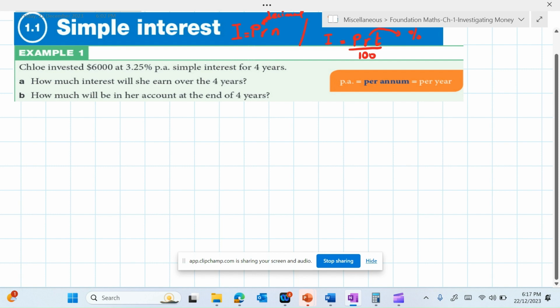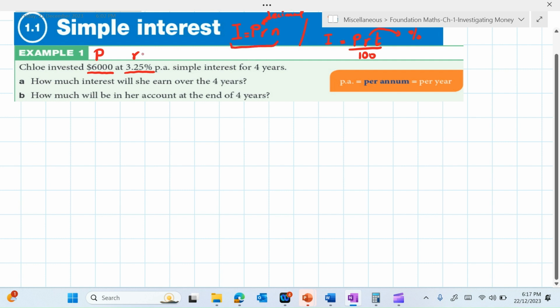Let's take this example. Chloe invested $6,000 at 3.25% per annum, which means per year, simple interest for 4 years. Let's see this information. Investment $6,000 means the principal value P. 3.25% per annum is the R. If we are using this formula, we have to make it a decimal number. If we are using the other formula, we keep it as it is. So simple interest for 4 years is the number of years, based on the first rule.